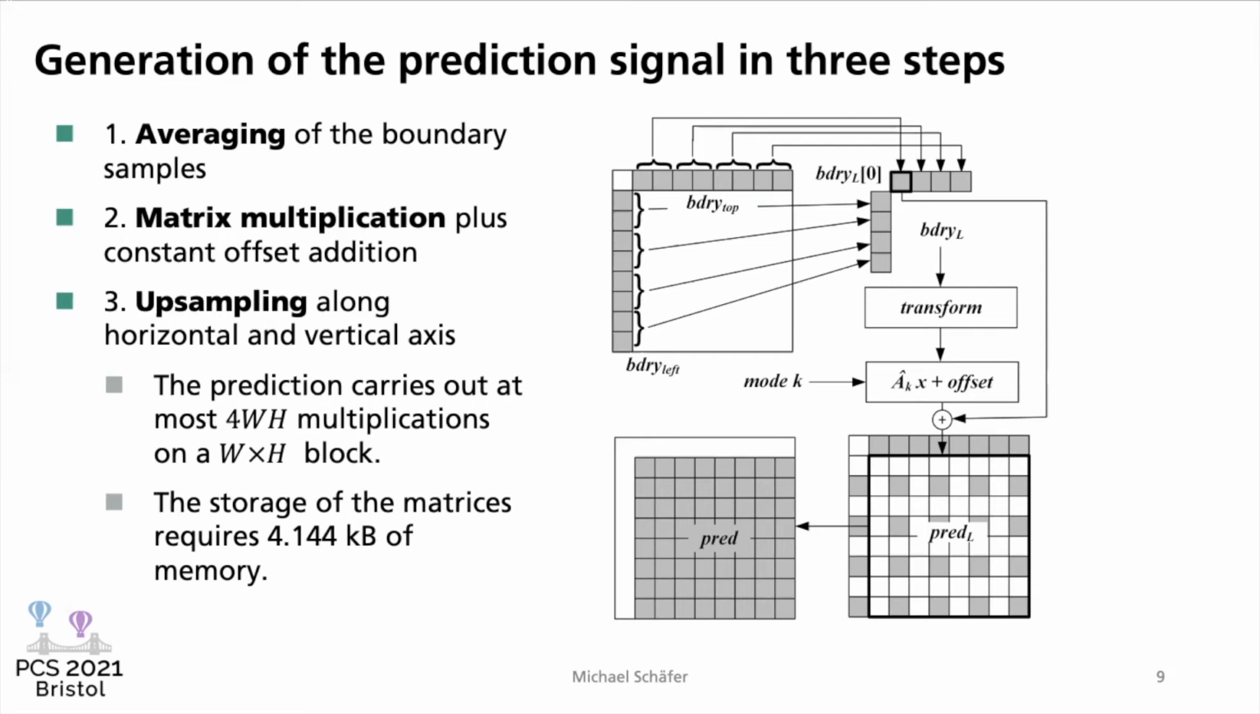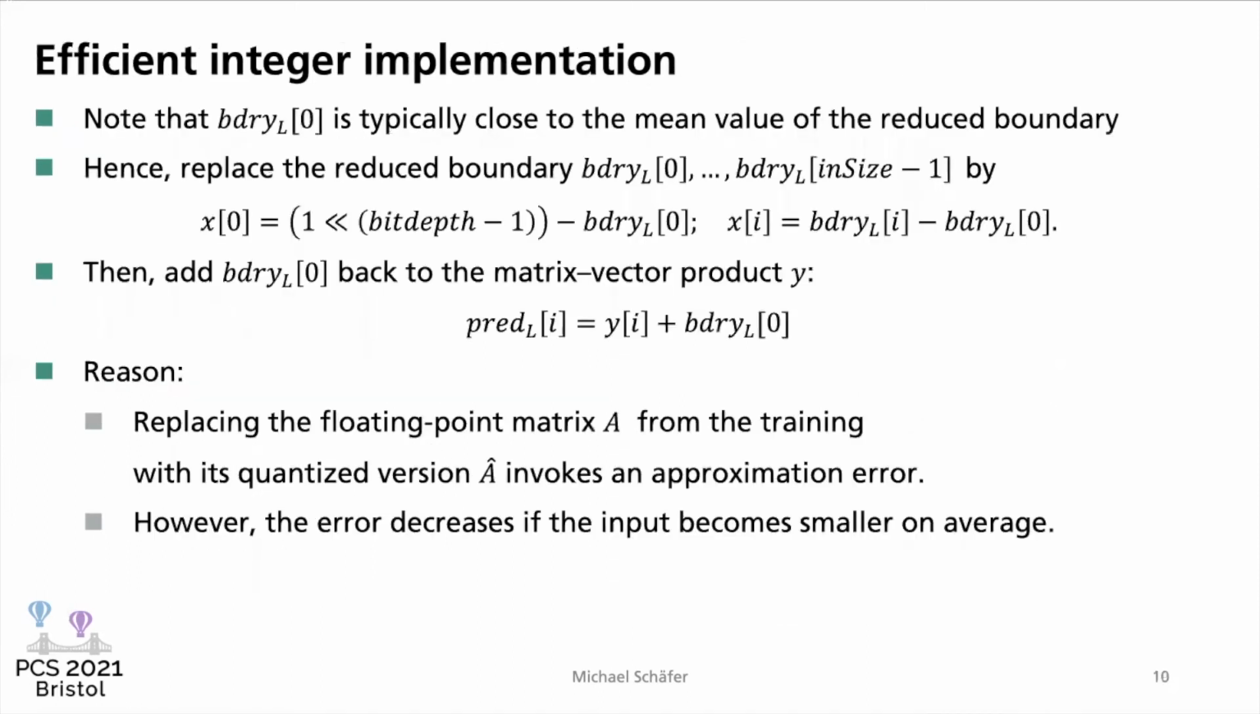At this point, you may ask, why do we need the shift transform and the offset addition? The point is that the corner sample boundary sub L0 is typically close to the mean value of the reduced boundary, and thus also close to the mean of the prediction signal. Therefore, by first subtracting it from the input, thereby replacing the first entry by the bit depth-based mean value, and then adding it back after the matrix vector multiplication, the input vector's magnitude decreases on average.